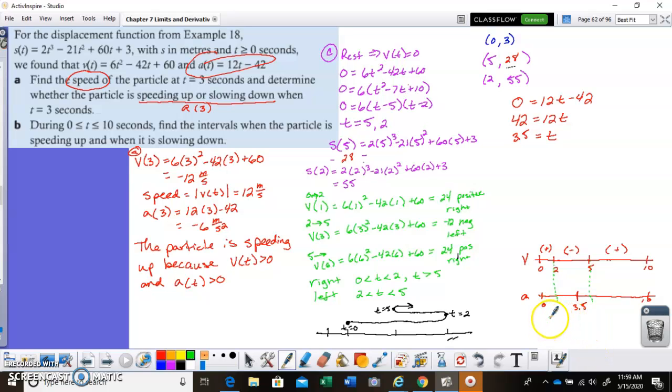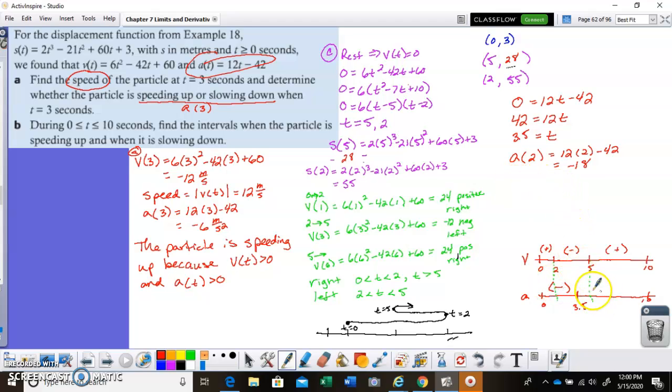So looking at the sign diagram for acceleration, we have to figure out where acceleration is positive and negative. I'm going to go back to that acceleration function and put in a value somewhere between 0 and 3.5. So let's try an acceleration at 2. That would be 12 times 2 minus 42, so that equals negative 18. That tells us the space in here is negative.